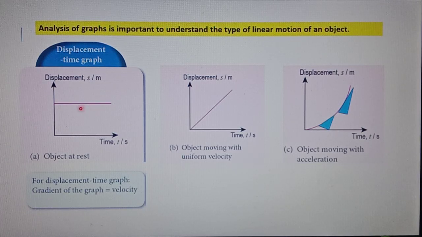What is the meaning of constant displacement? Meaning the object stays at the same position or is not moving. Thus, based on this graph, we can state the type of motion of the object as object at rest or stationary. Okay, let's say we have the second graph here. So what can we say about the type of motion? Before that, let's look at what is represented by the gradient of the graph. For the first graph, gradient is 0. For the second, the displacement against time graph shows a straight line passing through the origin.